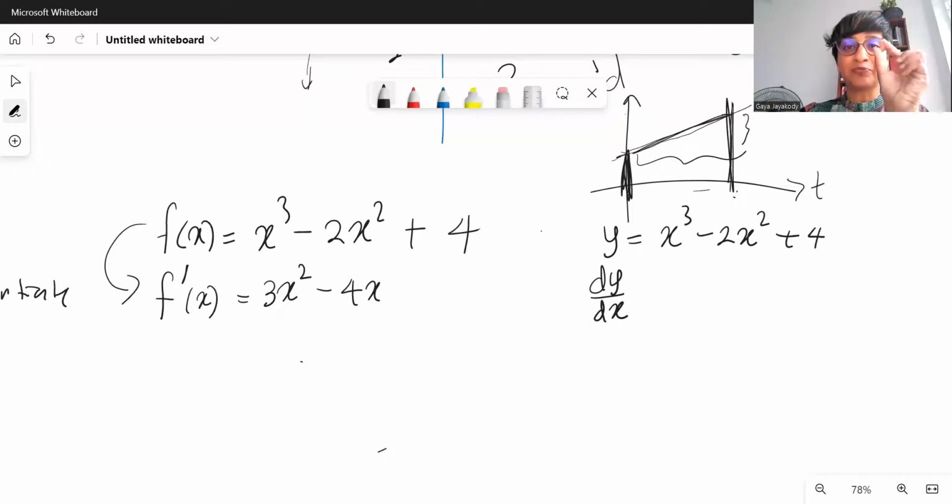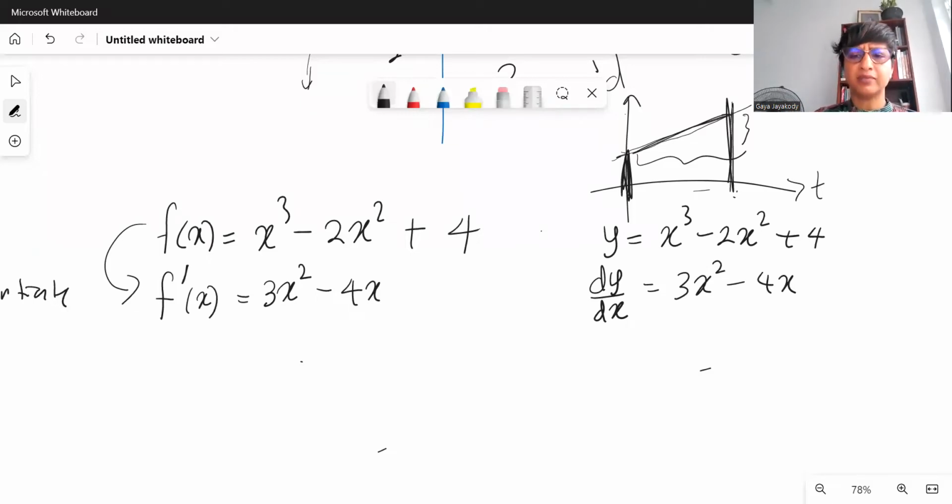Think of dy as a tiny change at a point. You're at just one point, so you don't have a little piece of line to find delta y over delta x. You just imagine the tiniest little difference in y over difference in x. It's the instantaneous rate of change, which is equal to 3x squared minus 4x.